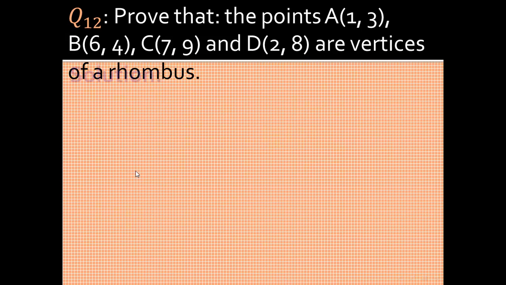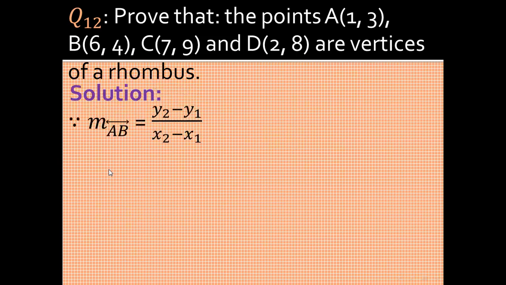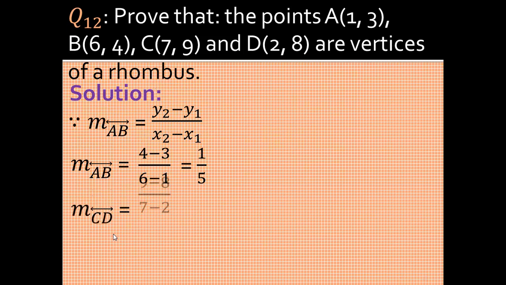Prove that the shape is a rhombus. At first, to prove that each two opposite sides are parallel, find the slope of AB, which equals y2 minus y1 divided by x2 minus x1, with A (1, 3) and B (6, 4): 1 over 5. Then find the slope of CD, with C and D: 9 minus 8 divided by 7 minus 2 equals 1 over 5. The slope of AB equals the slope of CD, then AB is parallel to CD. This is the first step.